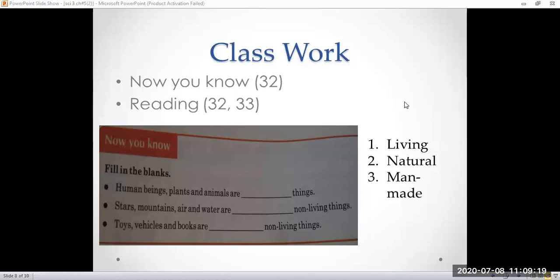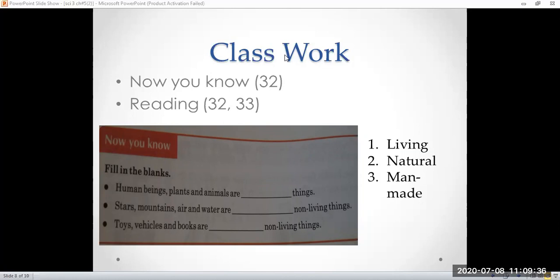Living things grow and change. A baby grows into an adult. A fawn grows into a deer. A sapling grows into a tree. Non-living things do not grow. A table or a computer does not grow.